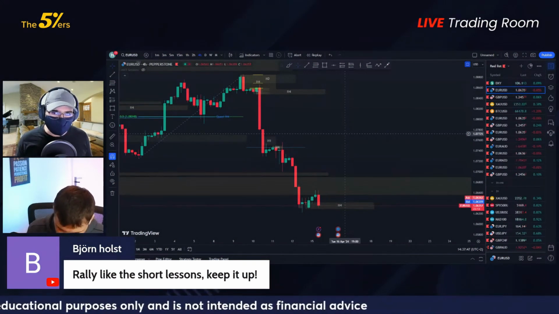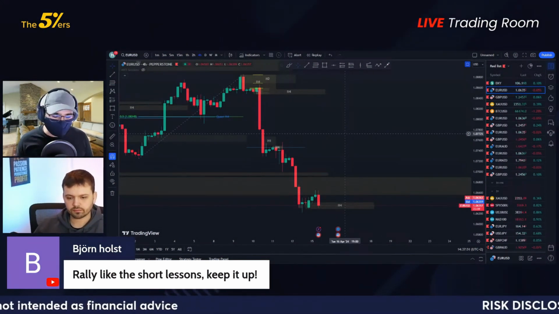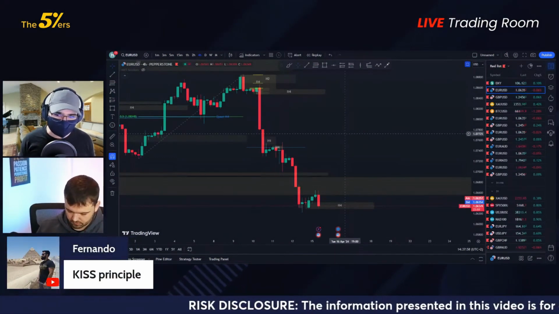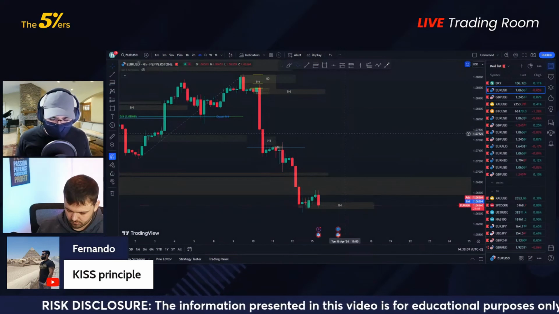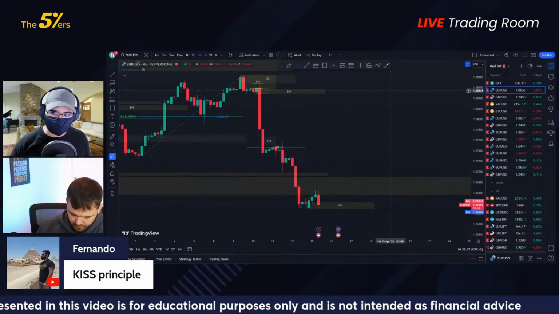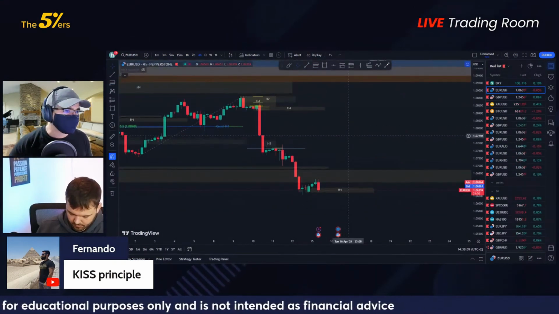Think about it. When you say an area where limit orders are waiting to be traded, where traders are waiting for price to come back, the first question when I hear that is, okay, but how do I know which one is it? Which area is it? If I'm looking at this chart, let me see if you guys are seeing it.